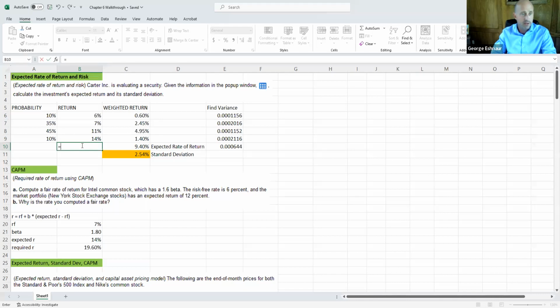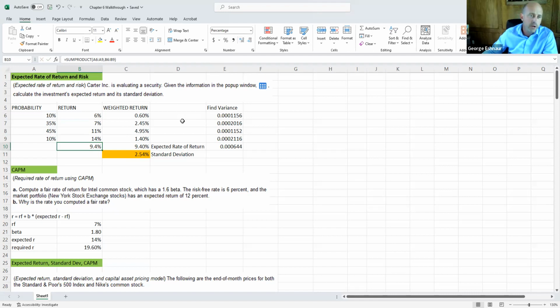If you don't want to do it step by step like that, you can use SUMPRODUCT. Just hit enter and it'll give you 9.4% too. So you can go either way with that one. The standard deviation is weird on this one because of the probabilities. If we were just looking at the standard deviation here, we would just hit enter with the standard deviation function. But for this one and any like that have probability associated with them, we have to find the variance first and then square root it.